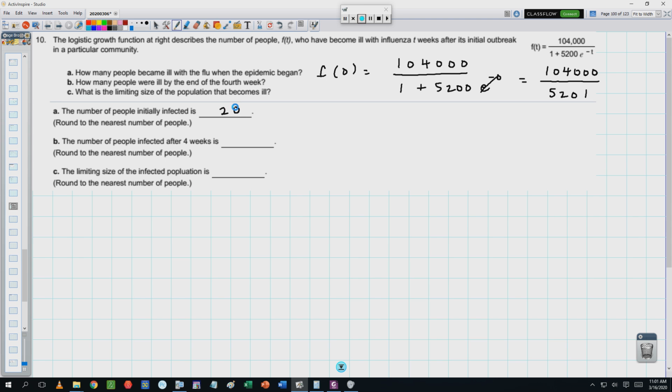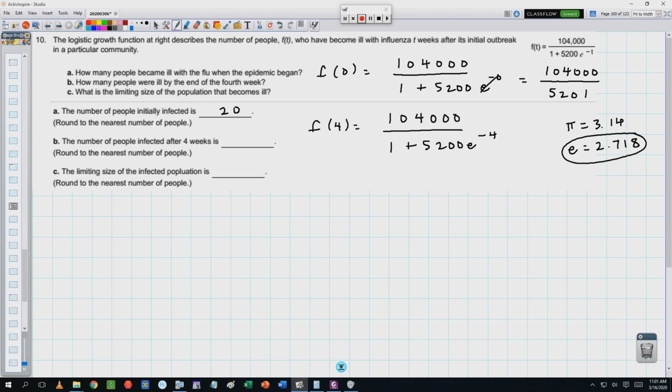The number infected after 4 weeks. Here we're going to have some problems because of our super fancy calculator. 104,000 over 1 plus 52 e to the negative 4. All right, here is the best that I can do. I know that pi is 3.14. I know that e is roughly 2.718. You guys are going to need to memorize that.